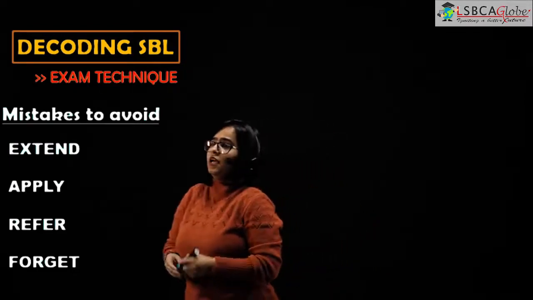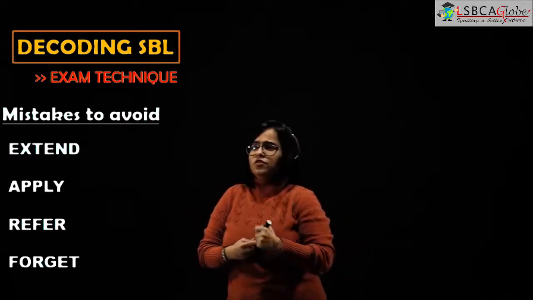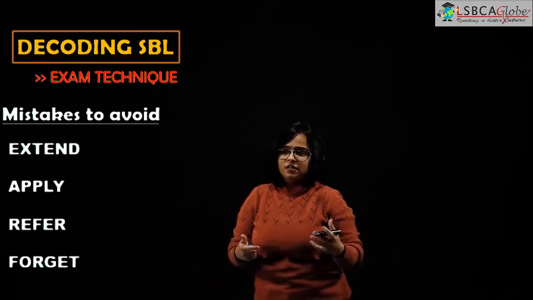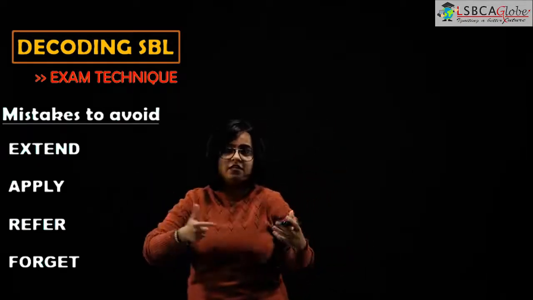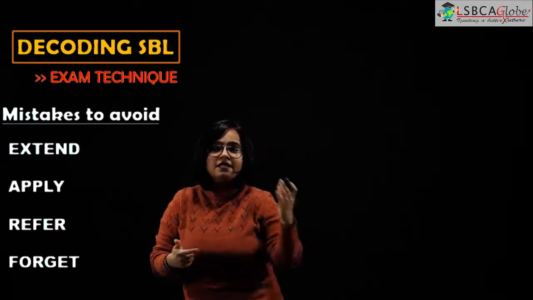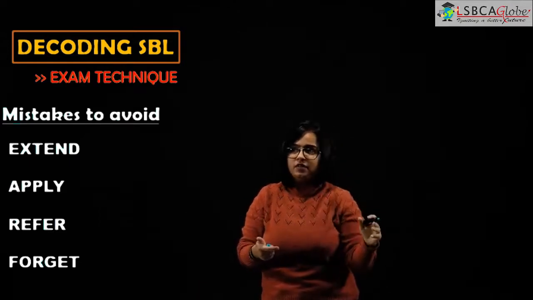Now, here are some mistakes that you must avoid while writing your SBL paper. First up, do not fail to extend your answer. Don't just write pointers. You have to explain whatever you're saying. If you're mentioning some political aspect, then you must explain how that impacts this company. Just explain it. Don't just write the pointers.